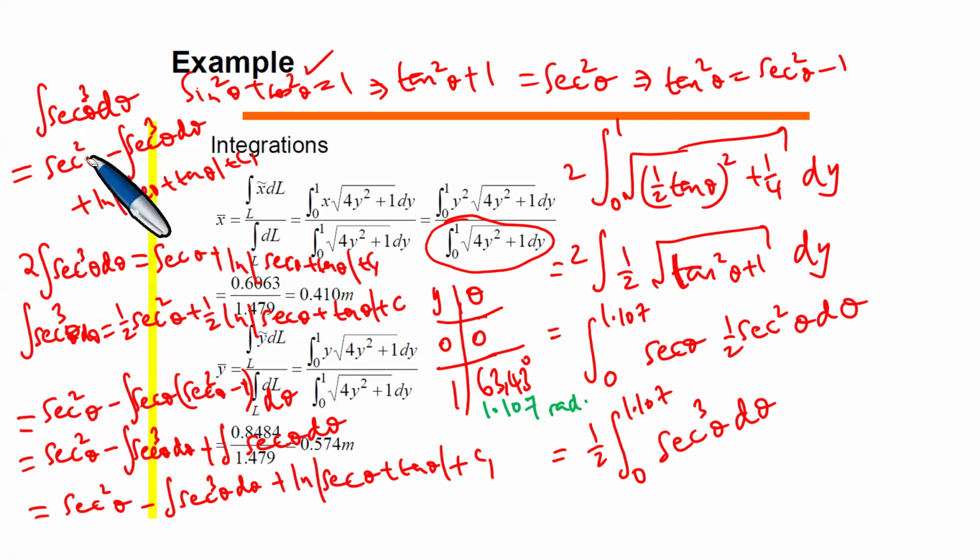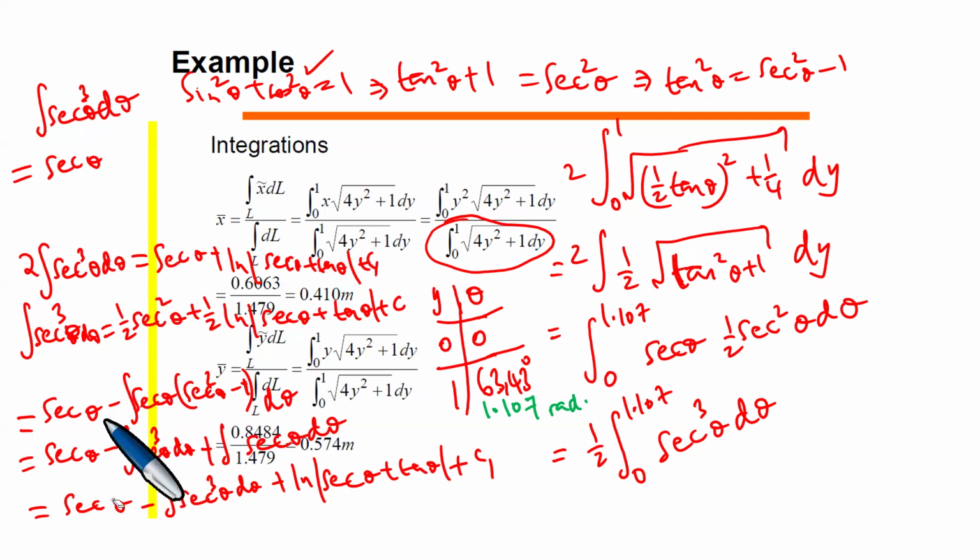So this one must be sec tan, because the integral of the sec squared is tan. So this one is going to become sec tan. Let me just write it down. This is going to become exactly sec tan, not sec squared. I'm wondering why it became that, but it's going to become sec tan.